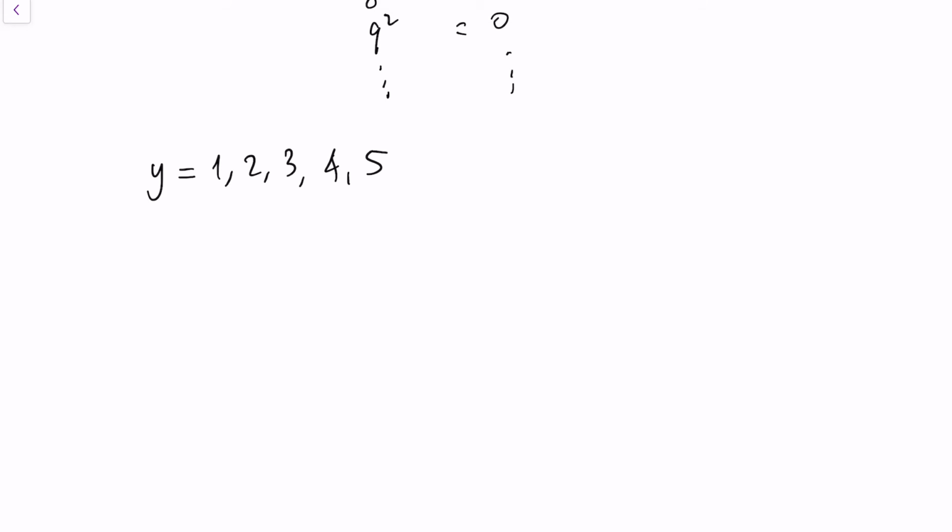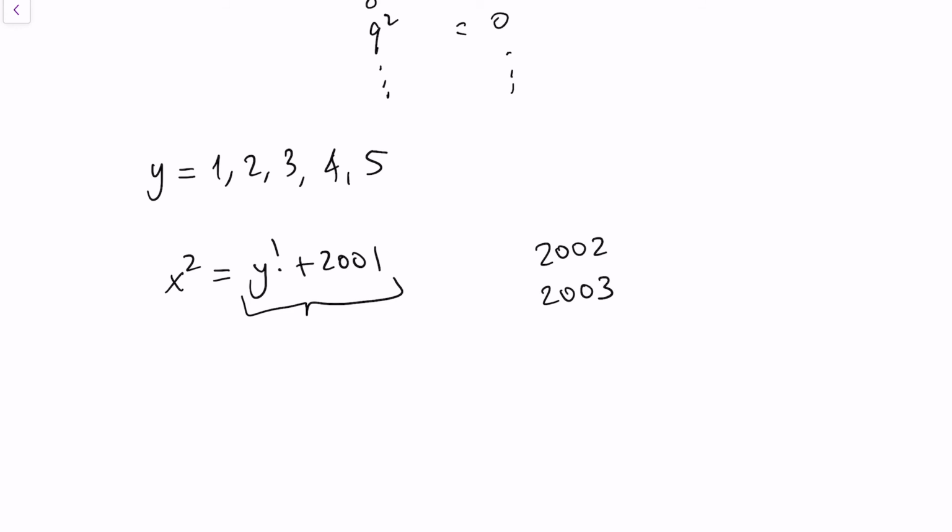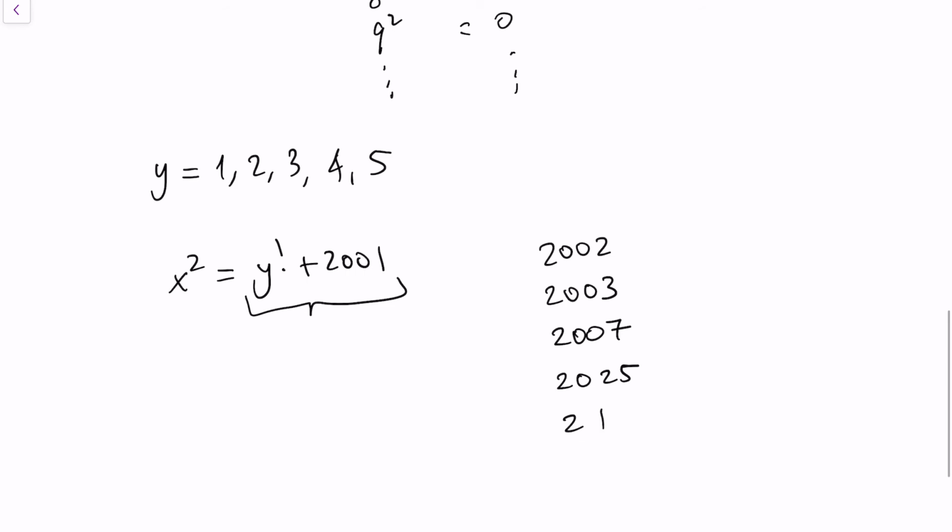So we have x squared is equal to y factorial plus 2001, and we know x is a positive integer, so we want this to be a perfect square. 1 factorial, we would have that. 2 factorial, we would have that. 3 factorial, we would have that. 4 factorial, we would have 2025. And 5 factorial, we would have 2121.